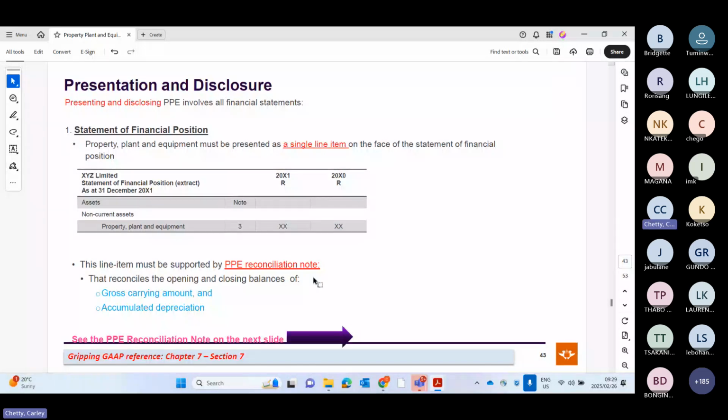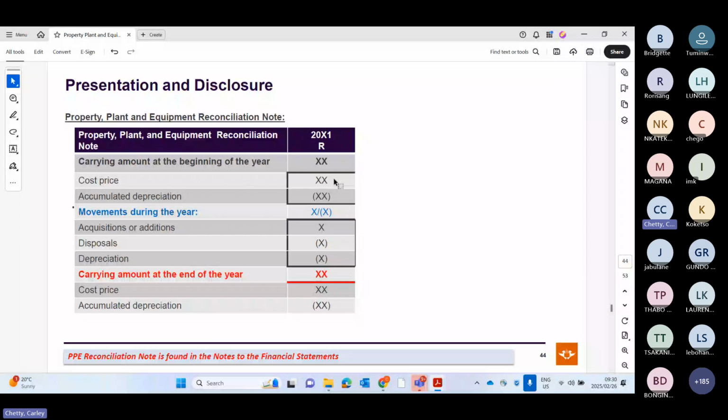So let's have a look at an example of the reconciliation note. I'm sure you have seen it from second year. Here we will have a column for the assets. We'll have the cost price, the original cost of the assets. These are the opening balances and the accumulated depreciation. And if we want to know the carrying amount, we'll take the cost price minus the accumulated depreciation, and that will give the carrying amount at the beginning of the year.